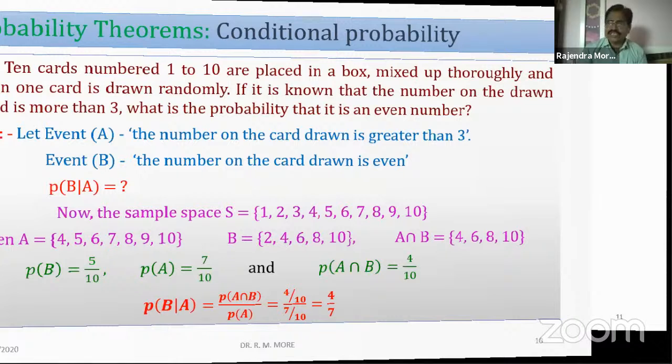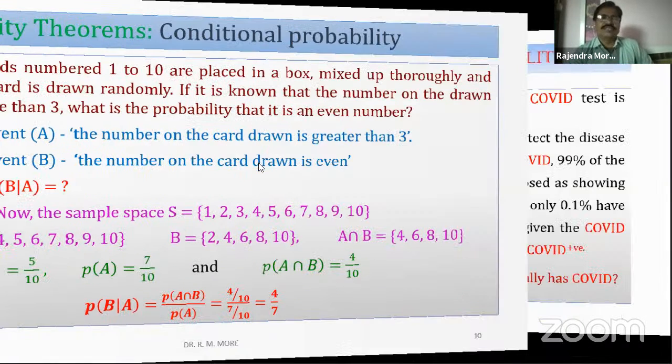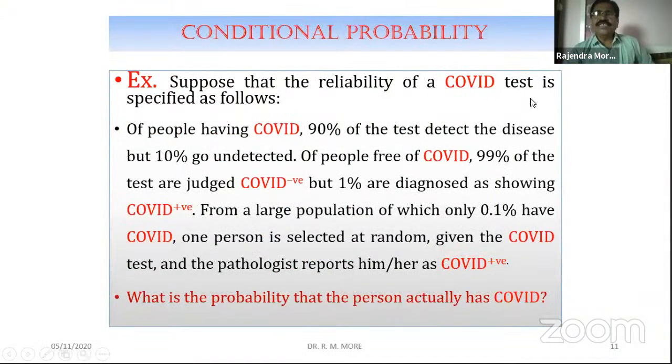So see, what is the problem? Let us try to read first. We will find by using the tree diagram, as I told you previously. Of the COVID test is specified as follows. Of the people having COVID, 90% of the test detects disease, but 10% go undetected.